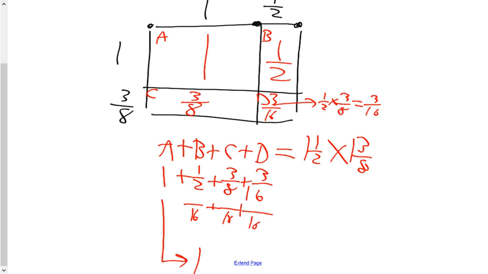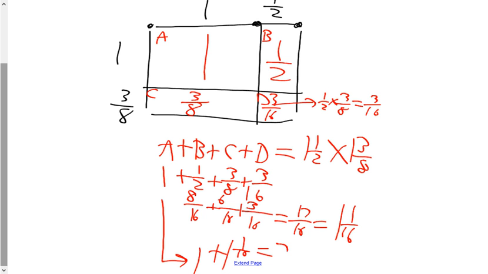Add those all together. So this is going to be 8/16 and 6/16 and 3/16 added together is 17/16, which is 1 1/16. So we're going to bring that final answer down. Our A is 1. The rest are 1 1/16. So altogether, the area is going to be 2 1/16 when we add it up. So therefore, the area is going to be 2 1/16.